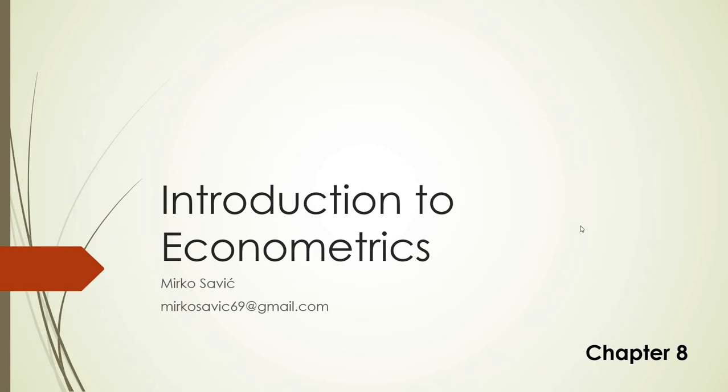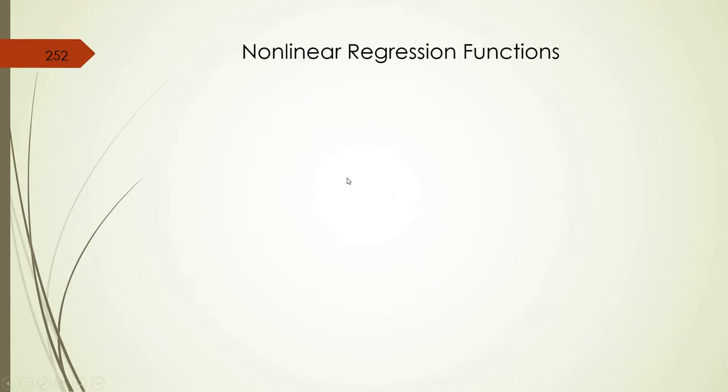So we are today in chapter 8. This chapter is about nonlinear regression functions. If we have such data that a linear function is not the best function because the data are too variable, then we can develop nonlinear regression functions, and there are two ways that we can do that.